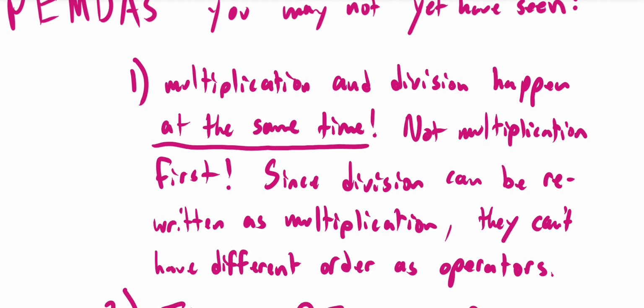Remember, division can be rewritten as multiplication. So what sense would it make to say that you should do that first? We looked at how multiplication is commutative and associative. It can be done in any order. So if division can be rewritten that way, why would they have a different order of operations? They don't, right? They actually don't. And it is a mistake to think that they do.